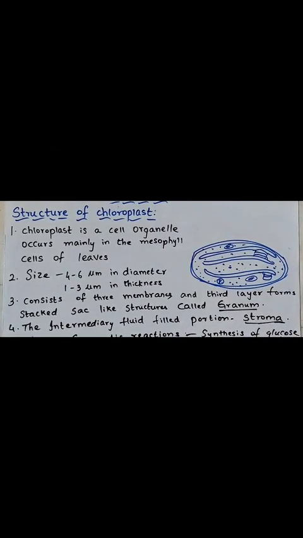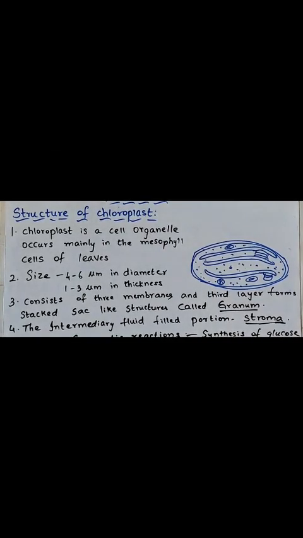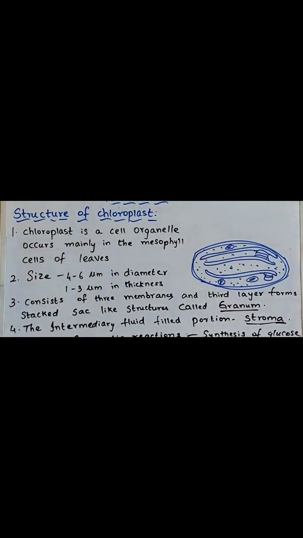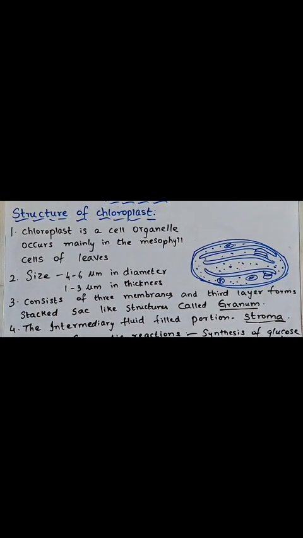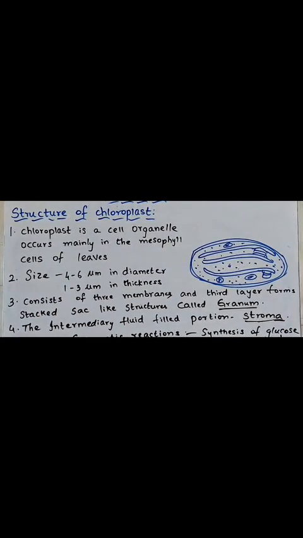Now, let us discuss the structure of chloroplast. Chloroplast is a cell organelle, occurs mainly in the mesophyll cells of leaves. Most of the chloroplasts will be present in the palisade parenchyma and a few will be present in the spongy parenchyma. The size of the chloroplast is around 4 to 6 micrometers in diameter and 1 to 3 micrometers in thickness. It consists of three membranes.